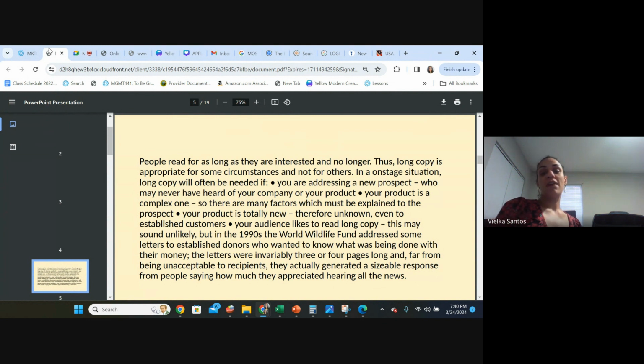So there are many factors which must be explained to the prospect. When your product is new, we mentioned that, therefore unknown to the established customer. And there is a product that sometimes we don't know. Your audience likes to read long copy. Sometimes your product is focusing on a market of people who are readers. They are readers. Think about those products when we are saying they are readers, right?